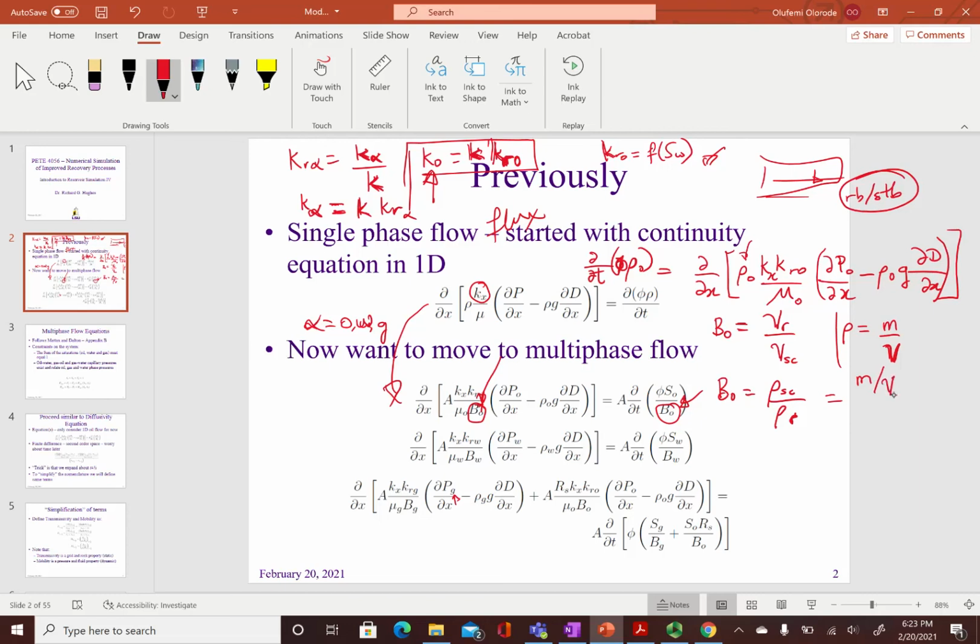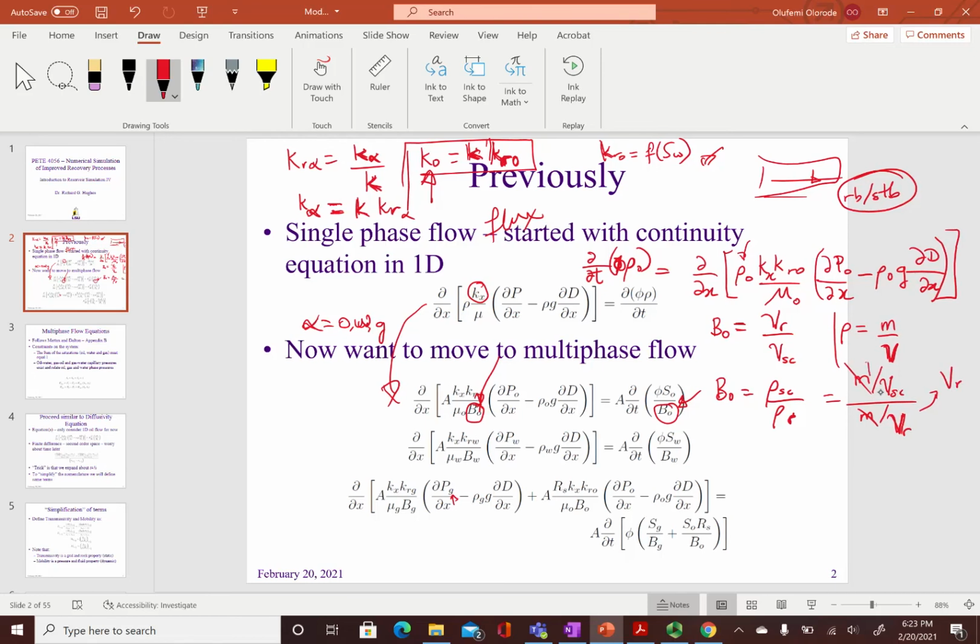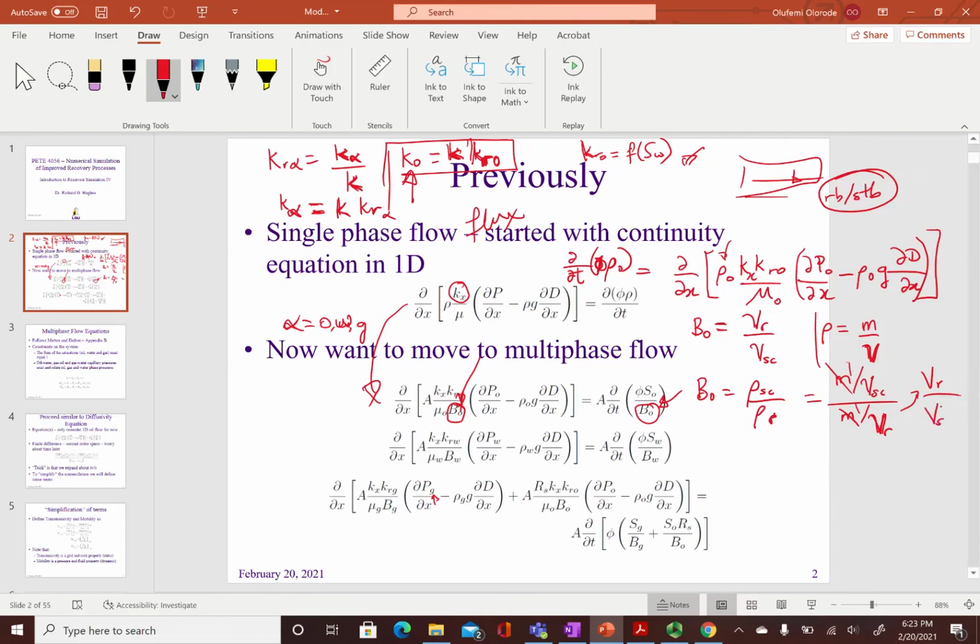So mass divided by volume at standard conditions, divided by mass divided by volume at reservoir conditions. Again, mass does not change, so those masses cancel. This is 1 over Vs divided by 1 over VR. So VR goes up, Vs comes down, and that's exactly what this is. So this is the expression for BO as a function of densities.